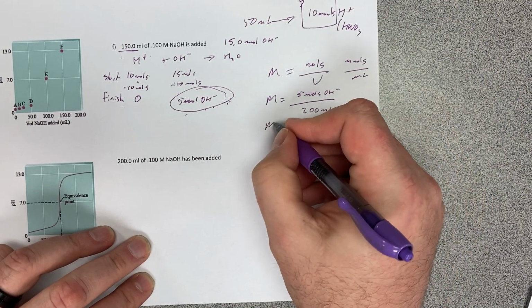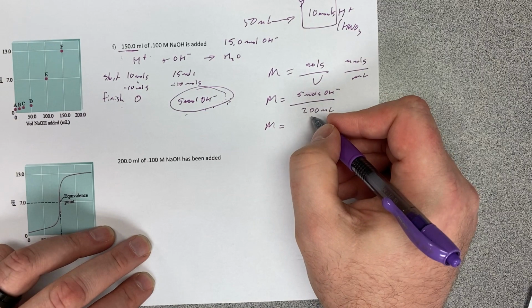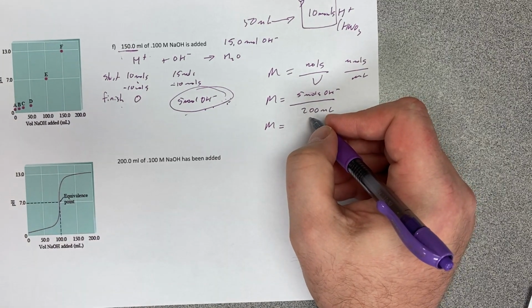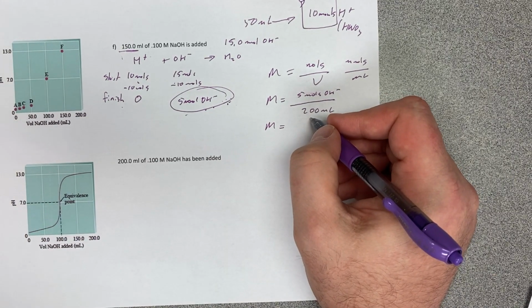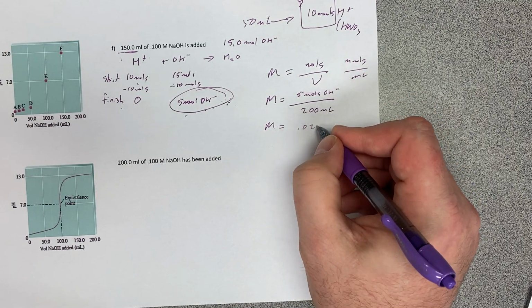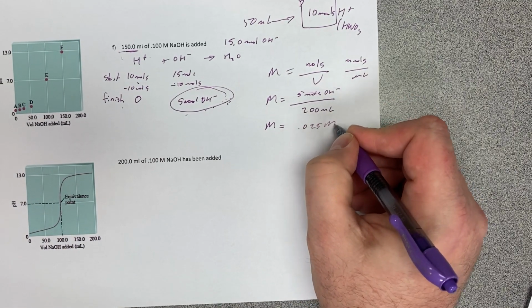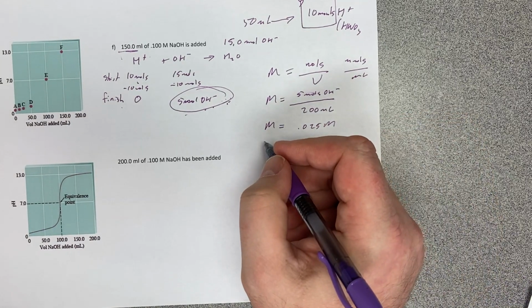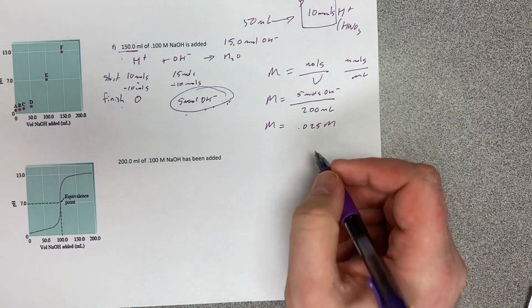So if we divide that out, my molarity is going to be 5 divided by 200. And we do the 5 divided by 200, we're going to end up with 0.025 molar. And if you were to take the negative log of that, we would end up with a number that I don't have right now.